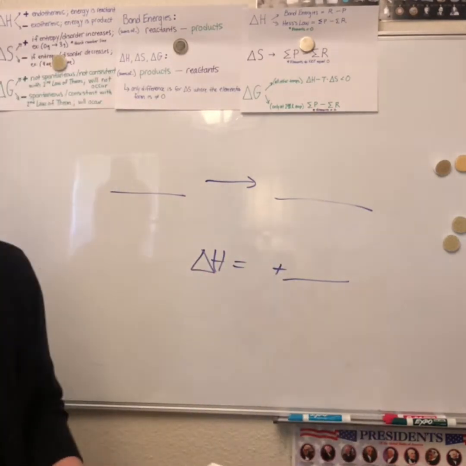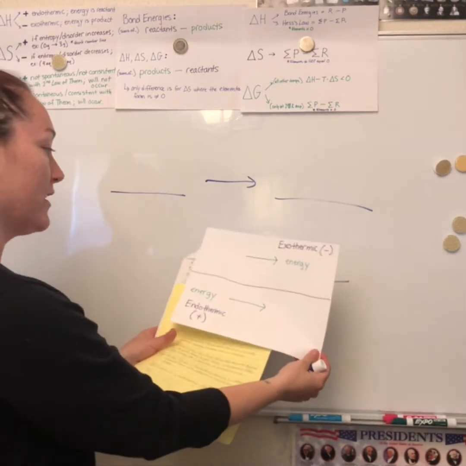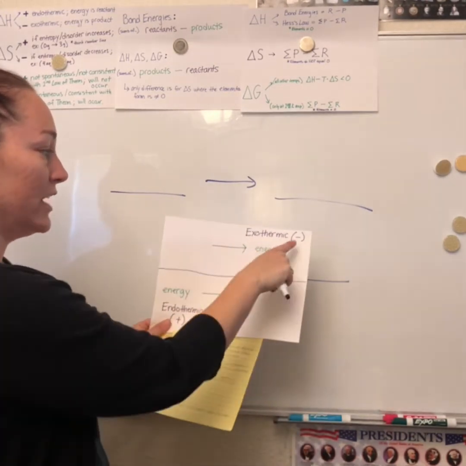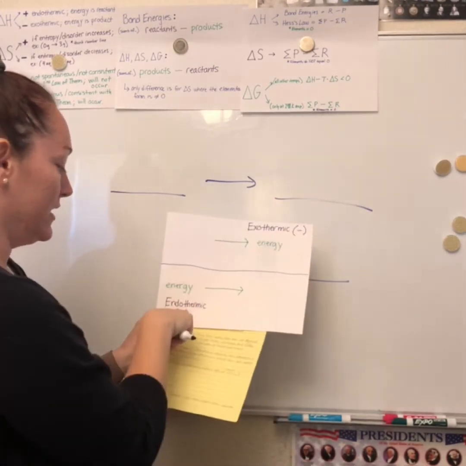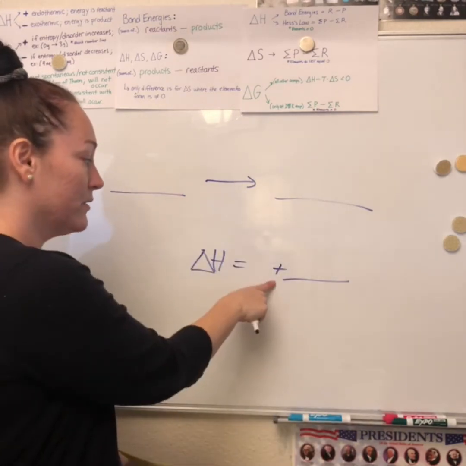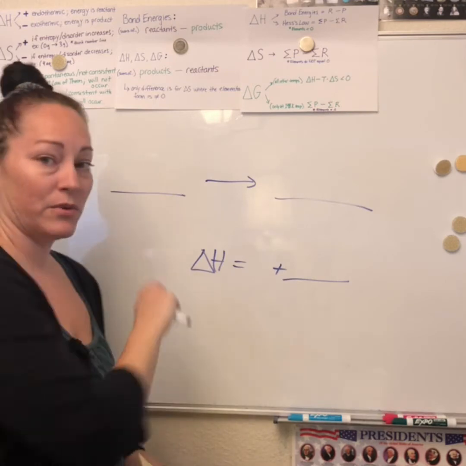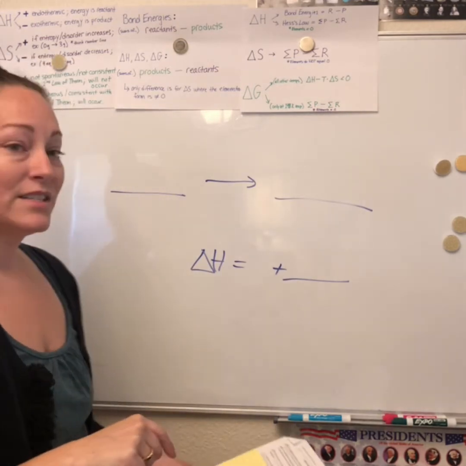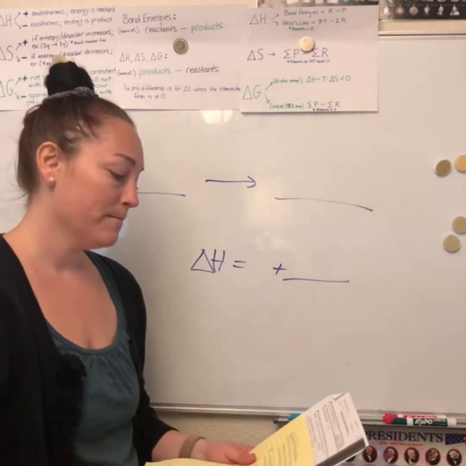If you remember, we had our sign right here, and we know that any delta H that's negative is going to go here, and any delta H that's positive is going to go over here. So if I have a positive, we know that it's going to go on this side. It's going to be one of the reactants. And so that means it's endothermic, okay?